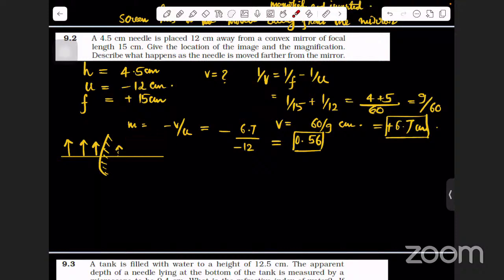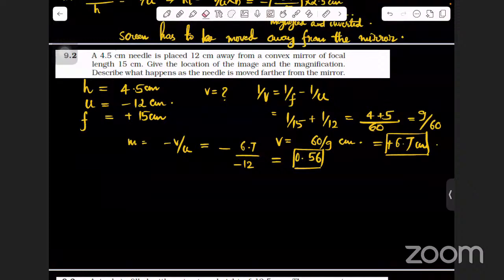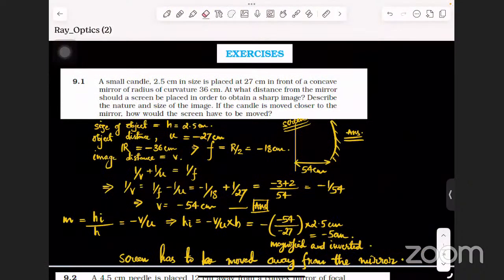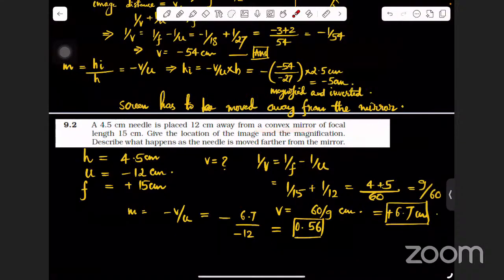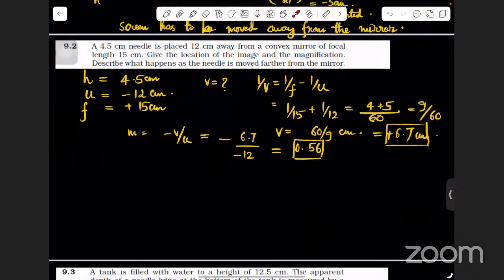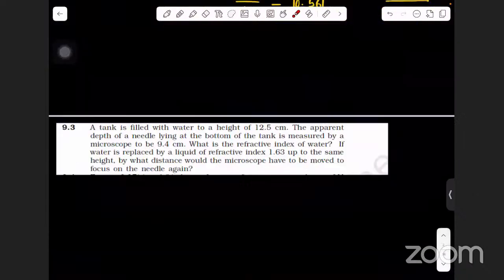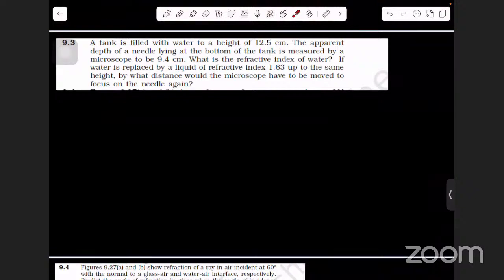So that's the answer to the second question. I hope there are no doubts here. It's exactly the same as the first question. The only difference is that this was a concave mirror and here we had a convex mirror. That's it. So I guess no issues here. So moving on to the next question. This is an easy question to start with.